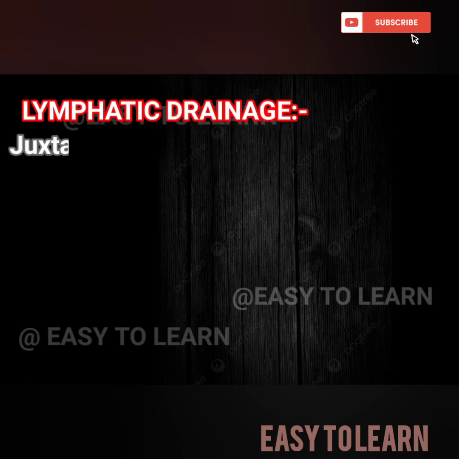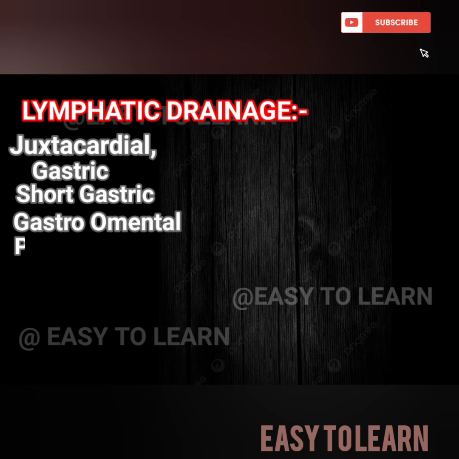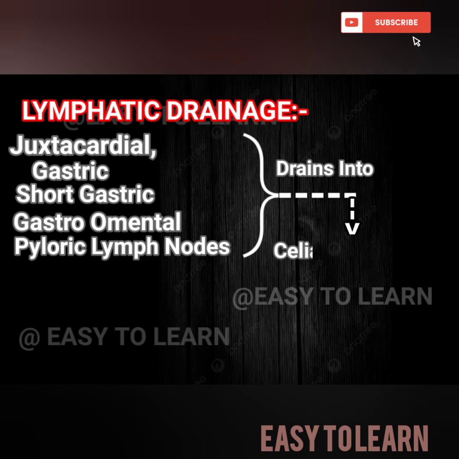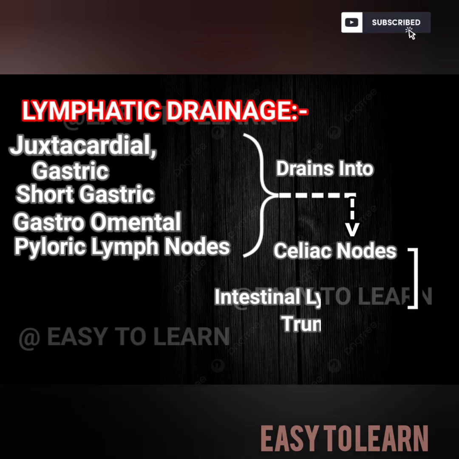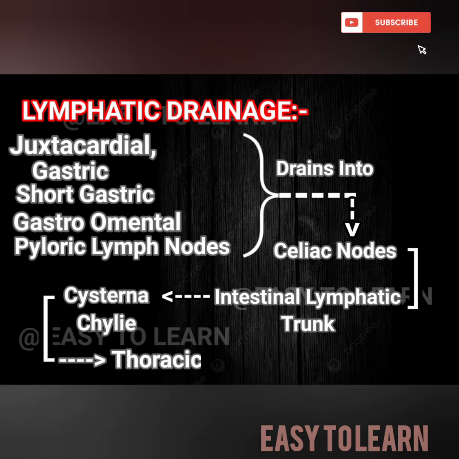Lymphatic drainage. Juxtacardial, gastric, short gastric, gastro-omental, and pyloric lymph nodes drain into the celiac nodes, then intestinal lymphatic trunk, then cisterna chyli, then drain into the thoracic duct, which is the largest lymphatic vessel.